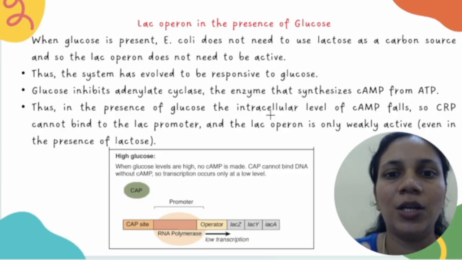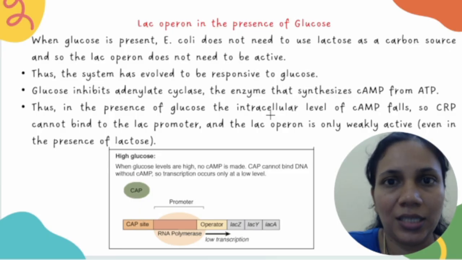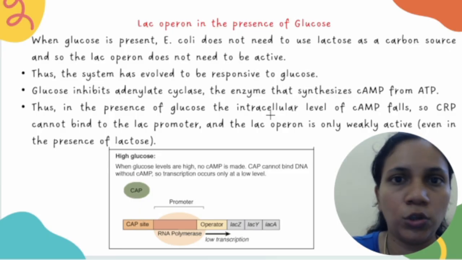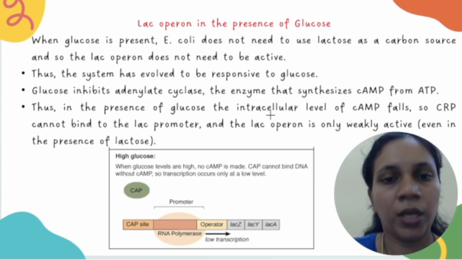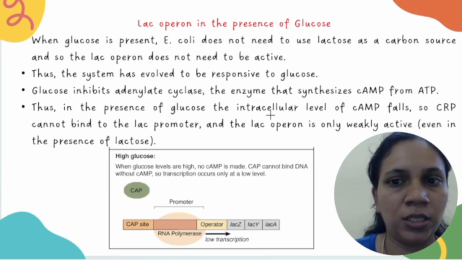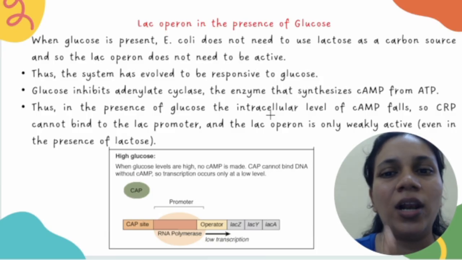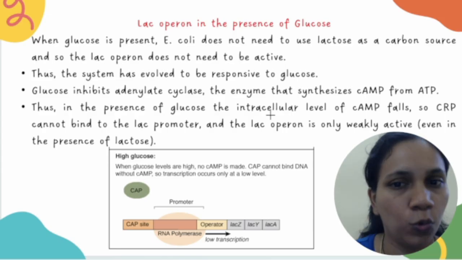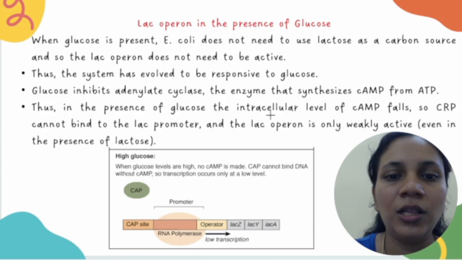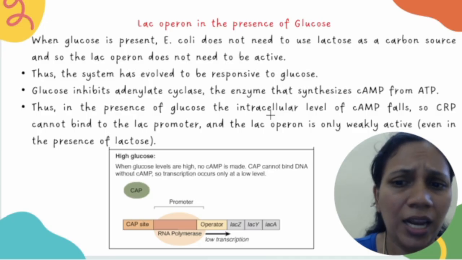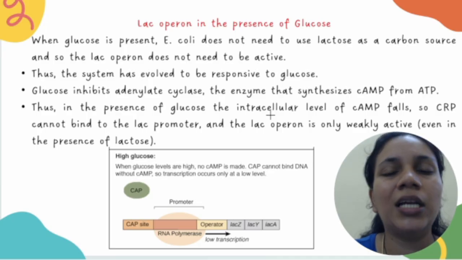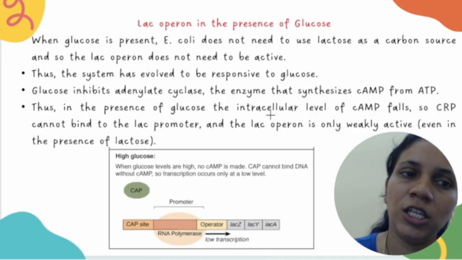Exactly the same thing is happening to E. coli. When it has easy work, that is glucose, which need not be broken down further and can be utilized in a simple way, why would it go and take lactose when glucose is present? So exactly this is happening in your lactose operon in presence of glucose. Even when lactose is present, the lactose operon will be very weakly active if glucose is present.